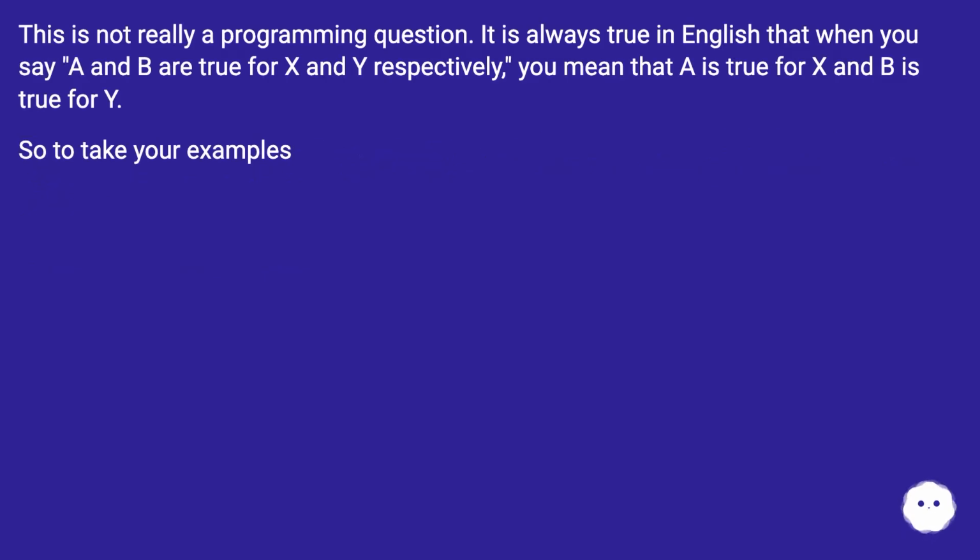This is not really a programming question. It is always true in English that when you say A and B are true for X and Y respectively, you mean that A is true for X and B is true for Y. So to take your examples.